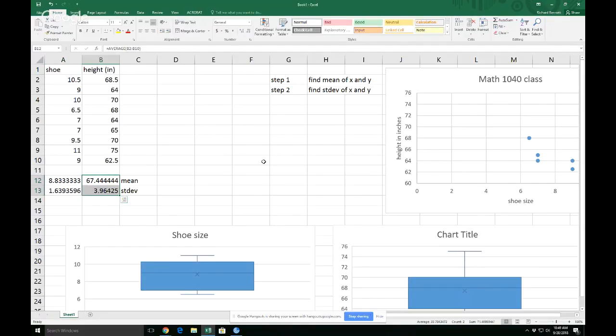Yes. Okay. Step number 3 is what? Find the z-score for X and Y. Now, the common mistake people make is they often forget stuff, okay? So we're going to do the Z-score for the shoe, and we're going to do the Z-score for the height. So, Eddie, what should I type?